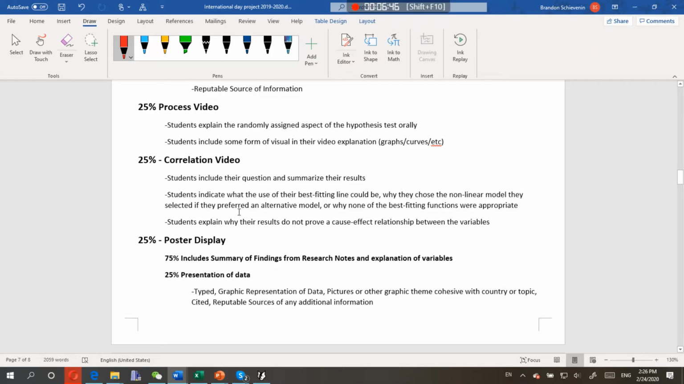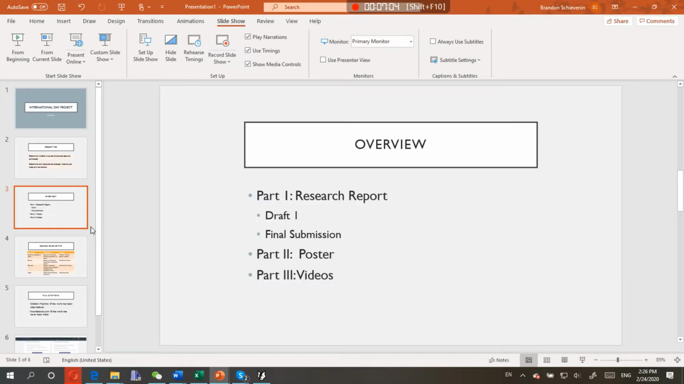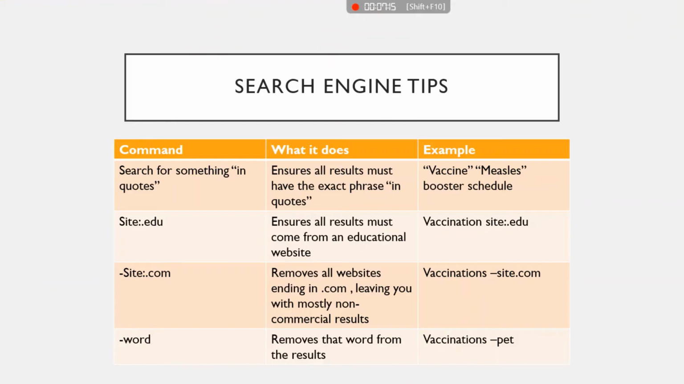So let me talk about research. We'll talk about how to get here. Okay, I've got a number of search engine tips here, and I'll show you how to use them really quick. If you put something in quotes in a search engine, then you must include that exact phrase. So for instance, if I was looking for information for my child on what the booster schedule would be for measles vaccines, I might put vaccine and measles in quotes and then leave the booster schedule out of quotes. So this is the general idea for what I'm searching for and then what must be on the page.